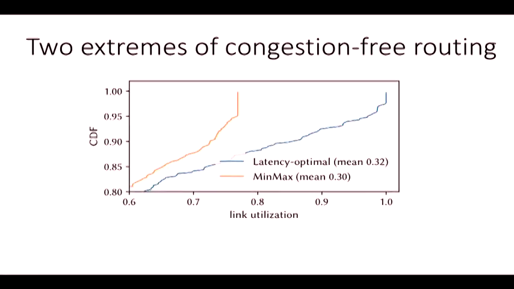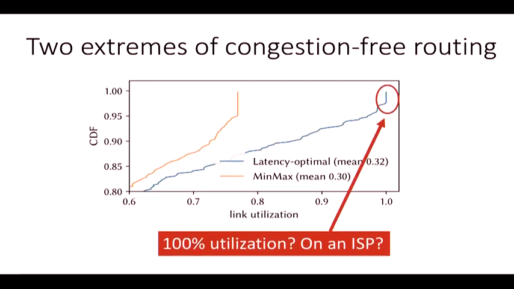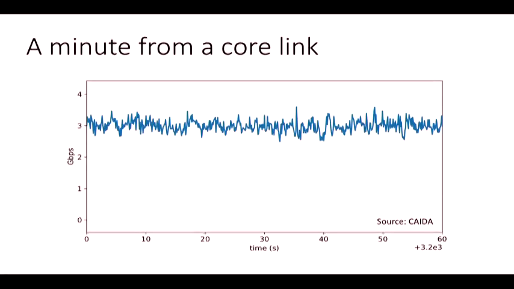So let's zoom in on that one. Keep in mind that all possible congestion-free routing solutions will lie in this range between min-max and the latency-optimal routing. Now, you may notice something interesting, and it's that some links are loaded up to 100%. Now, how feasible is that? Remember, this is not an enterprise network where we have control over the sources. This is an ISP. That's clearly not very feasible.